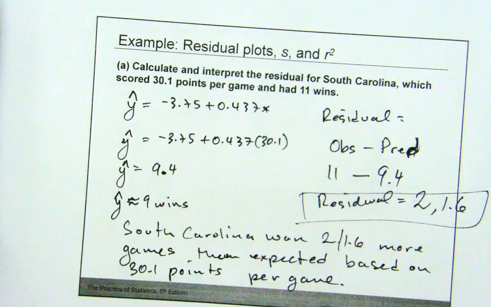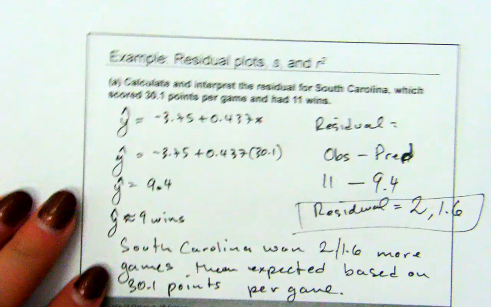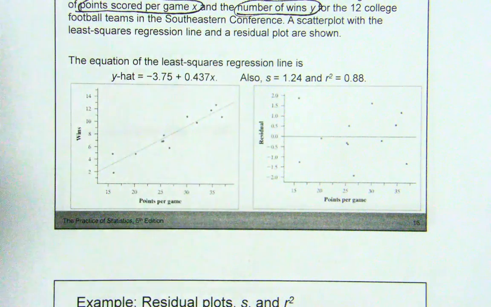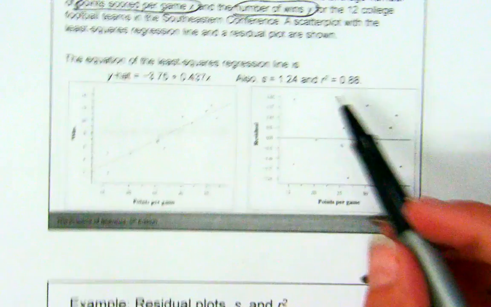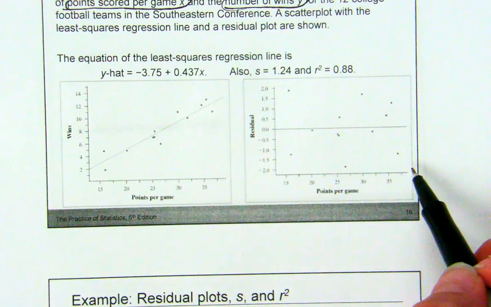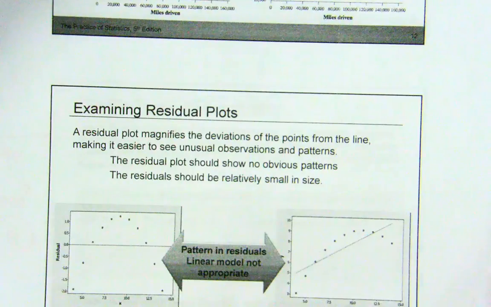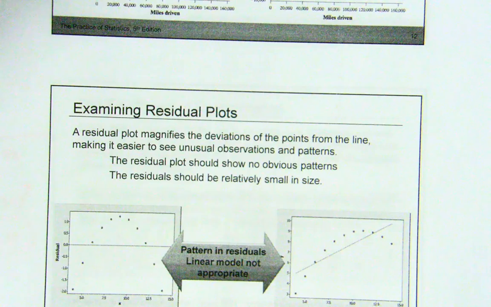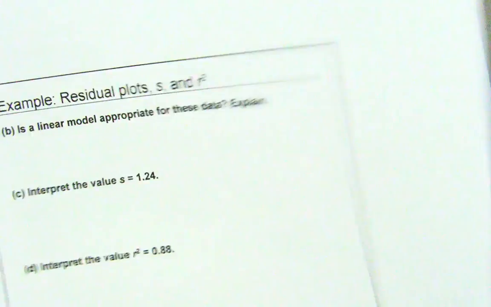Okay, now the next one. What does it say for part B? Is a linear model appropriate for this data? Explain. Yes, it very much is appropriate for the data because there are overall no patterns inside your residual plot. If there had been patterns like this upside down parabola thing or this curve happening over here, then we definitely wouldn't be using a linear model. Okay, so that's pretty much my explanation.